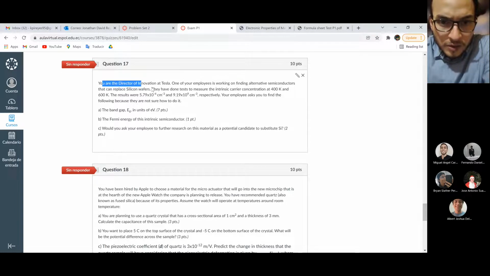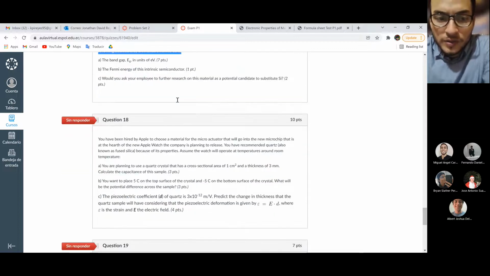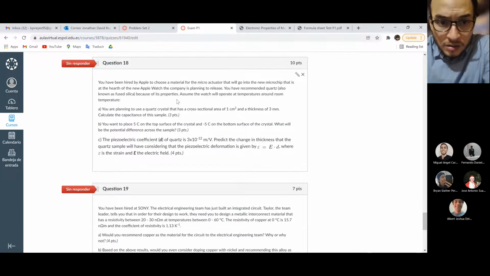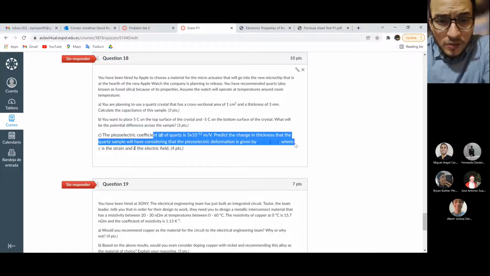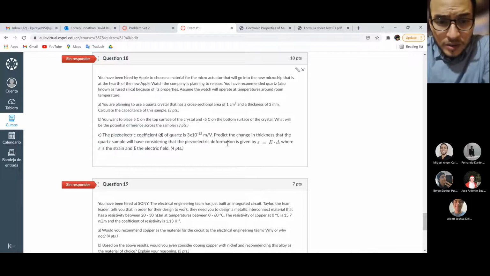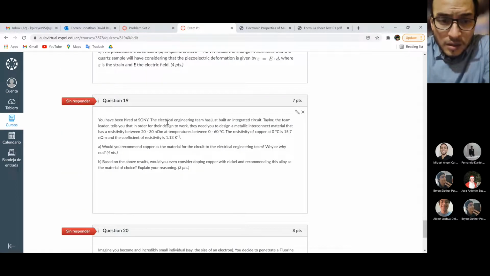I think, did we solve this one? Oh yeah, I think I told you how to solve this one. The piezoelectric one too, right? Yes, I think we did this one too, I believe. So it's only these 2 missing.